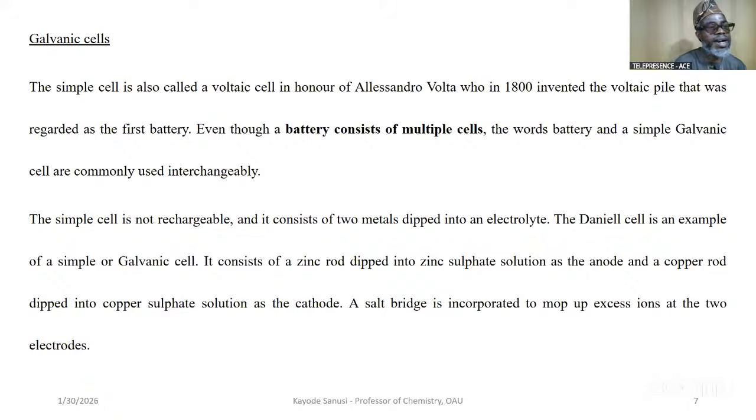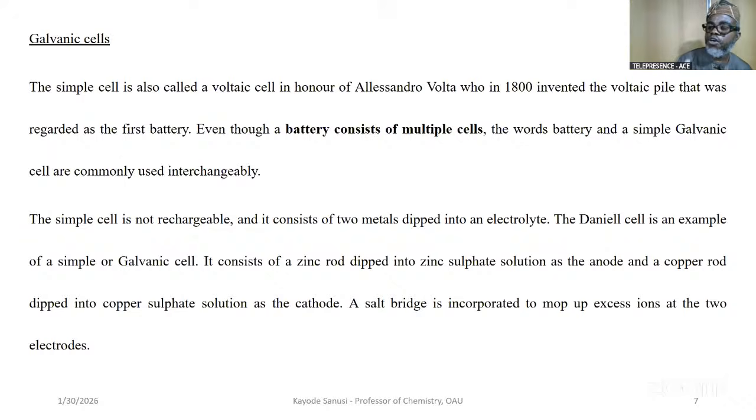However, for electrochemical cells, you are using chemical energy to produce electricity. The simplest type of electrochemical cell that we can talk about is called the galvanic cell. These galvanic cells are generally referred to as voltaic cells in honor of Alessandro Volta, who invented the voltaic pile that was regarded as the first battery.